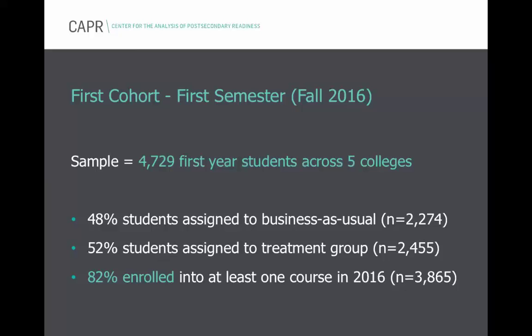4,700 first-year students, 5 colleges that were up and running at that point. The other 2 were running a little behind, so they entered the study the next semester. As I said, it's a random assignment study with close to half assigned to business as usual, a single placement test, and close to half in the treatment group, placed using the algorithm system with the cut score set by faculty. One thing to take into account is that not all the students who were tested actually entered the college. 18% of students did not take a course at all during that first semester, and their results are still baked into the graphs that I'm going to show you.